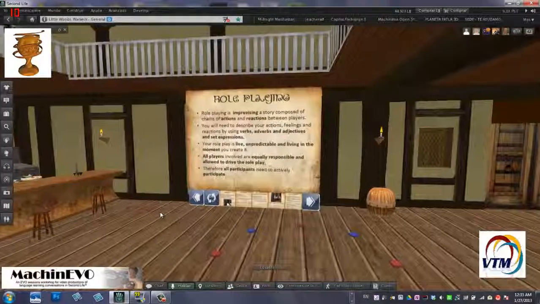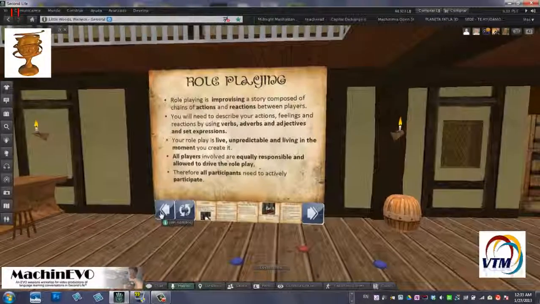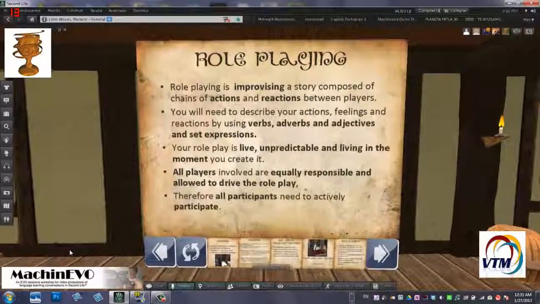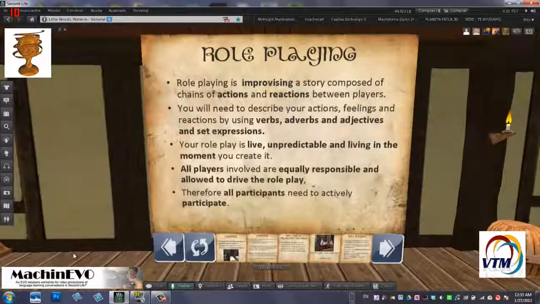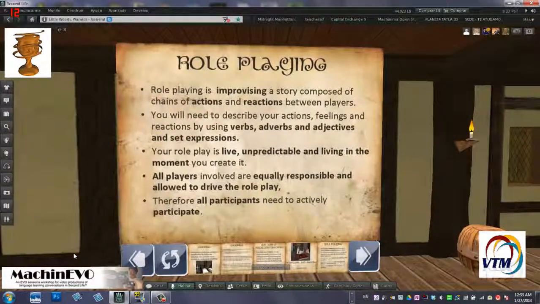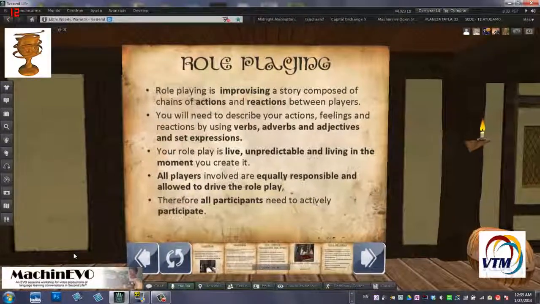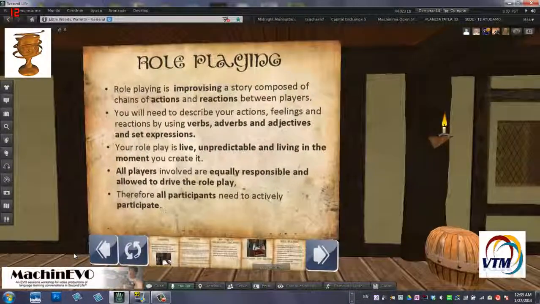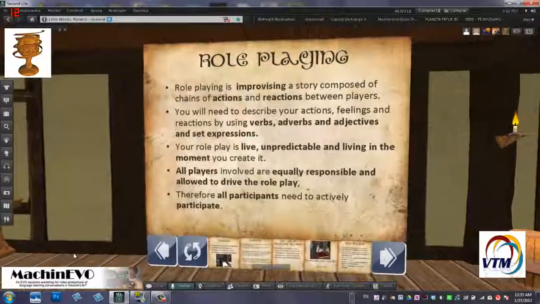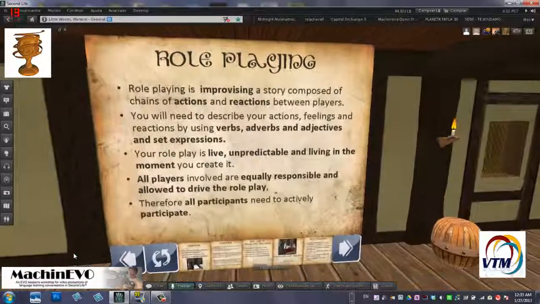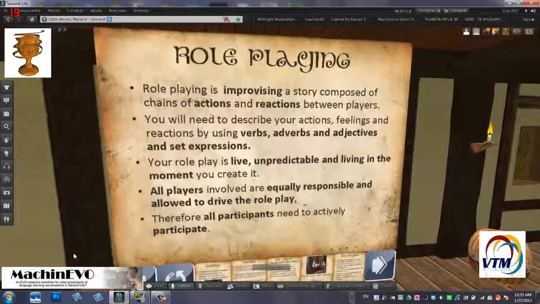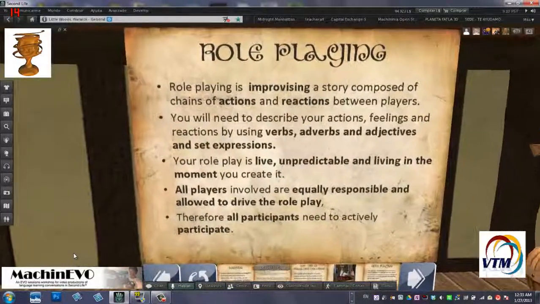Improvising, and later you can get the transcript of the exchange and decide what is good for your role play, for your machinima or not. When you are role playing, everybody is involved and everybody is responsible and everybody is allowed to drive the role play, because it's like playing ball. You get the ball and you have to hit, and that ball goes somewhere and then somebody else hits it and it can go the other way, in a different way.